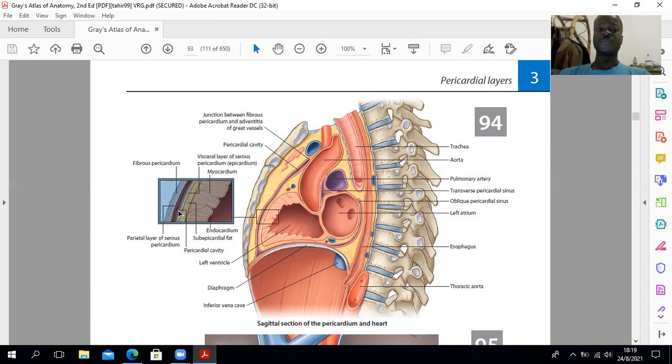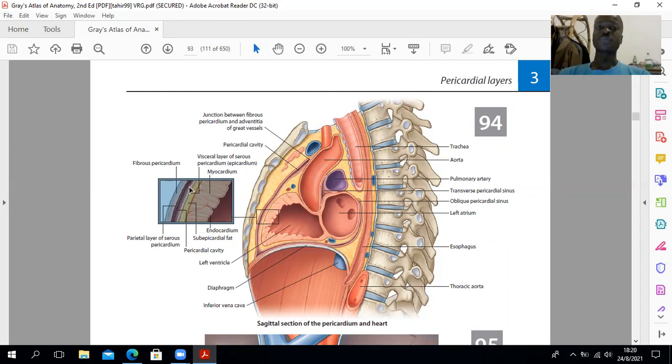And if you're going to have an infection within this region, you're going to have something that is known as pericarditis. And this pericarditis will actually result in accumulation of more fluid within this pericardial cavity. And that is going to actually result in what is known as cardiac tamponade, right?